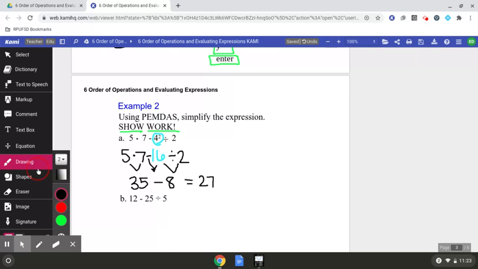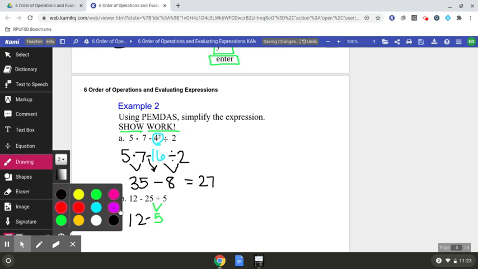Okay, now the next one. Again, I'm looking for parentheses, don't have them. Exponents, don't have them. Multiplication or division. Well, I do have division right here. So 25 divided by 5 would be 5. Everything else would just come down. So 12 and minus. And then when I subtract them, I will get an answer of 7.